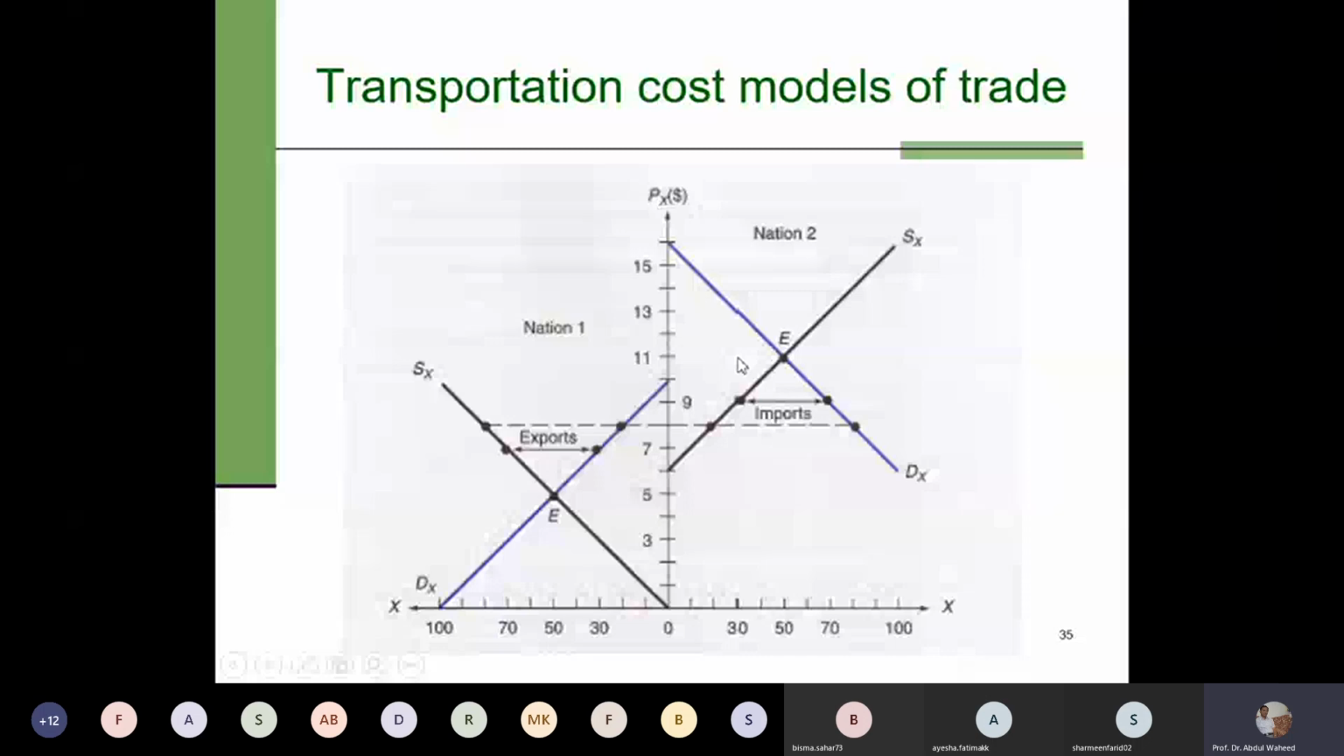Now, because here the price is $7 and we have to add $2 transportation cost, in nation 2 the price would be $9. So if the price is $9, what is the situation in nation 2?